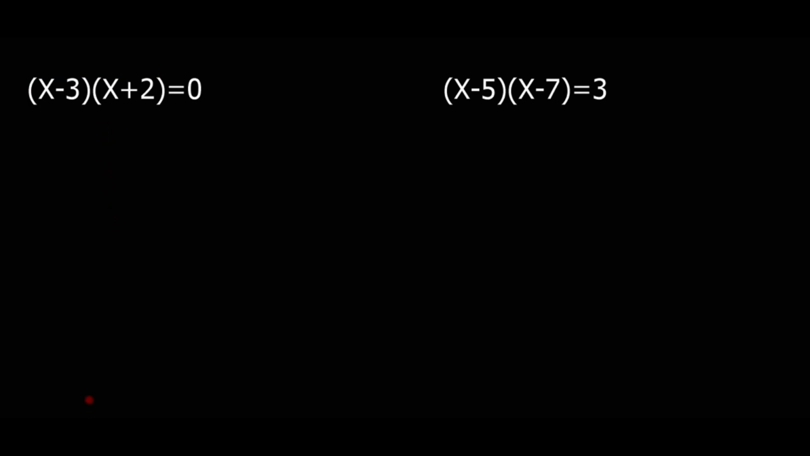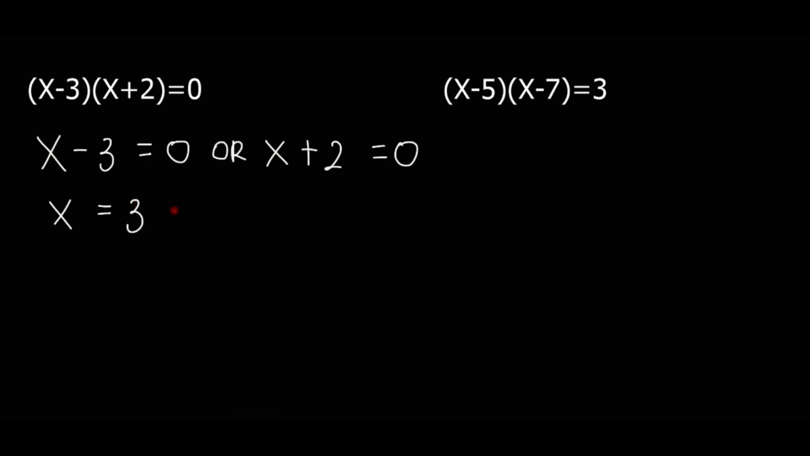And then for the fact that this side is equals to 0, this means all that we can do is equate our brackets. We will have x minus 3 is equals to 0 or x plus 2 is equals to 0. And then from here we solve for x. X is equals to 3 or x is equals to -2. And then that is your answer.